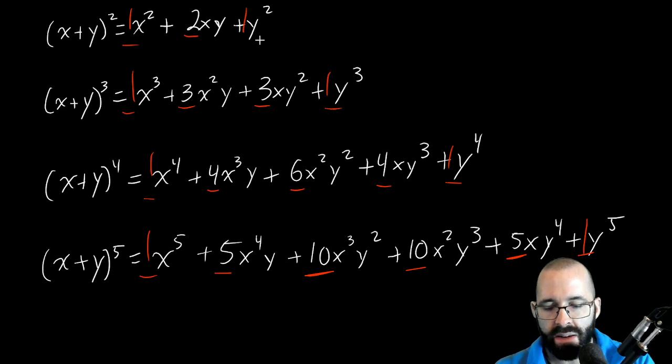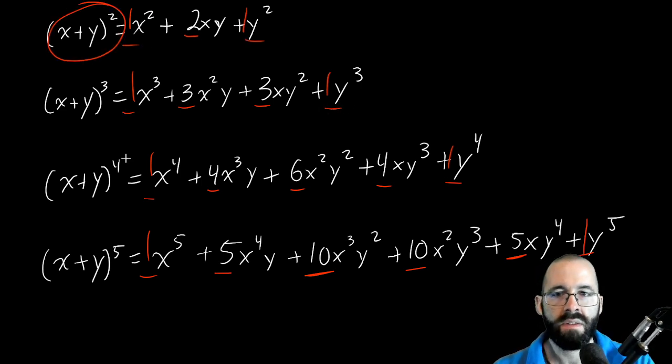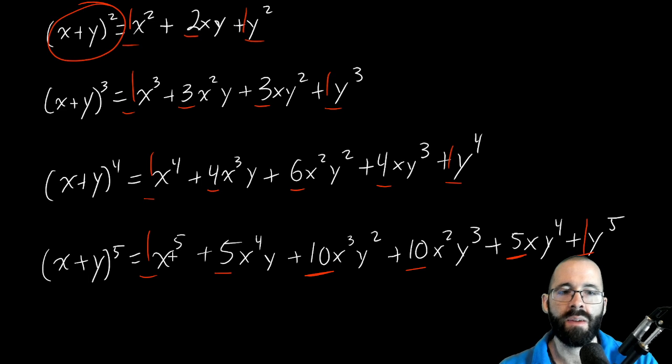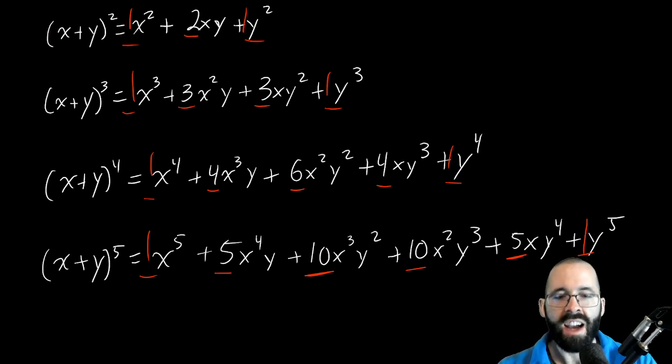When you expand a binomial, and x plus y is a binomial, it's something plus something else, when you expand it to some exponent, you get these very special coefficients. And we could draw these coefficients. If you raise something to the 0th power, it's just 1. If you raise something to the first power, x plus y, each coefficient is just 1.